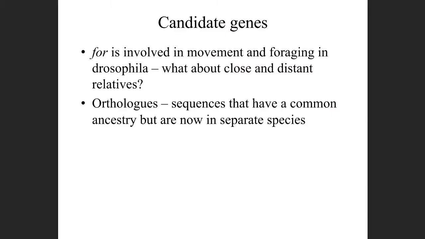Okay, so I'm going to leave nesting behavior in mice and talk about foraging behavior in Drosophila. So one approach to studying the effects of genes on behavior is to look at orthologs. These are sequences that have a common ancestor, but now are found in different species. And there are many, many examples of those.